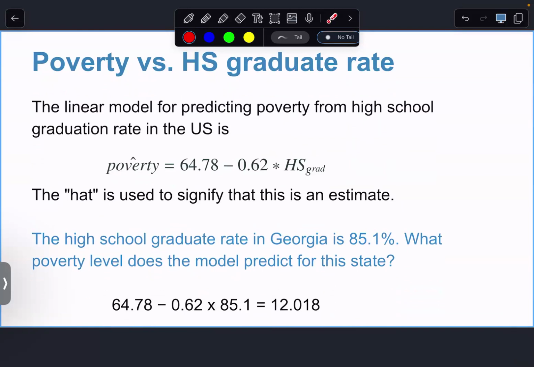So we're not ready quite to build this regression line. I'll give you the formulas later. But for now, we're just going to jump in and have this equation, this model, this line of best fit. And so the linear model for predicting poverty from high school graduation rates in the US is this.